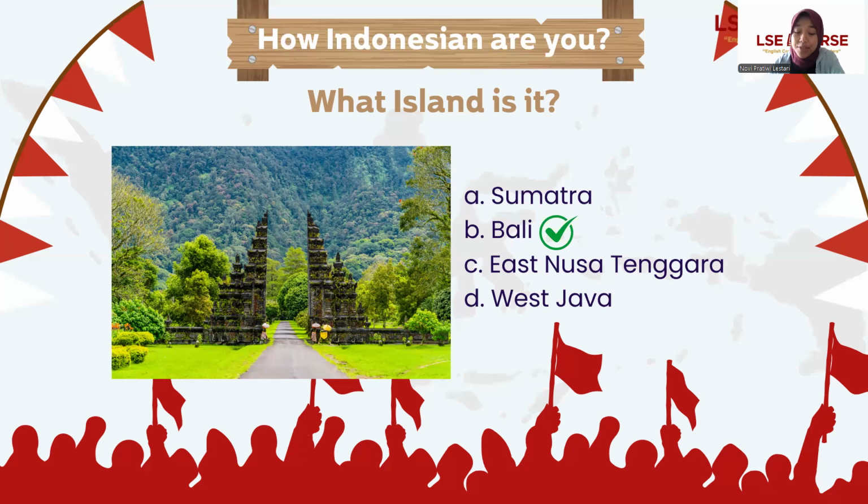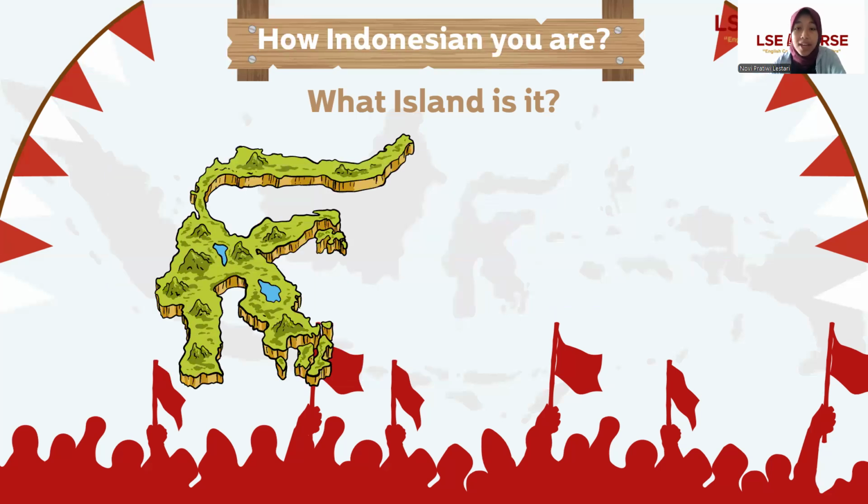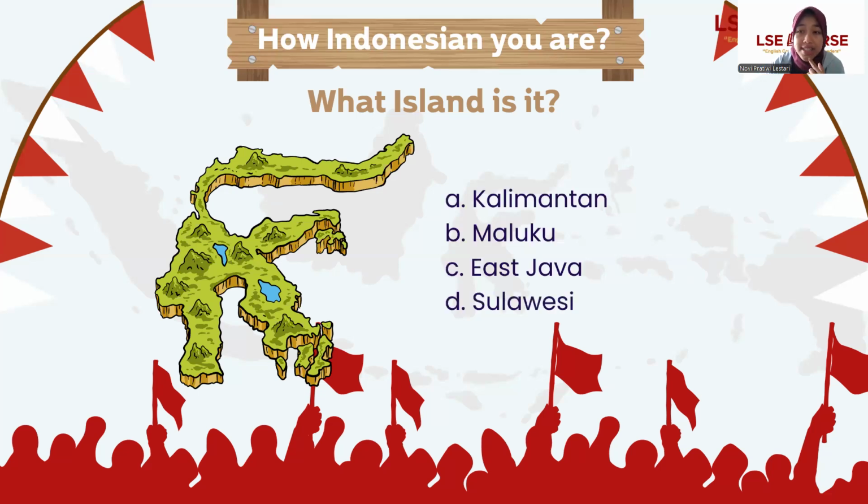Okay, so this picture is in Bali. So Bali is very famous, right? Okay, the next one. What island is it? Oh, we have this kind of island, and this kind of shape. This island is very famous. It's very famous with its shape. Okay, do you know where it is? Is it Kalimantan? Is it Maluku? Is it East Java? Is it Sulawesi? Which one? Okay, correct. It is Sulawesi, everyone.